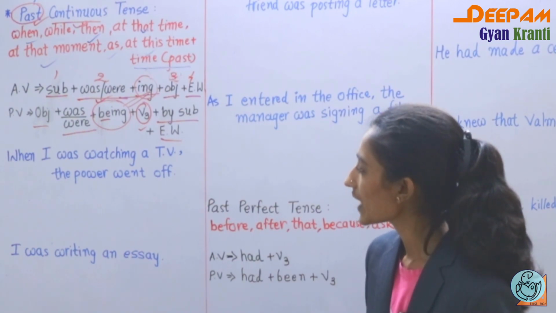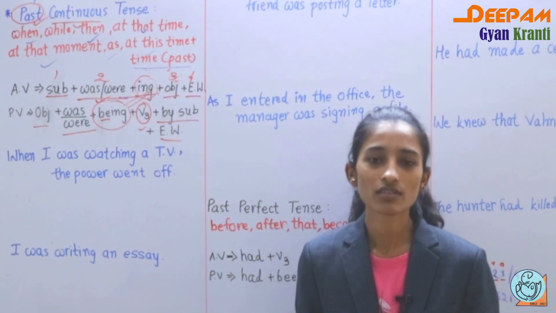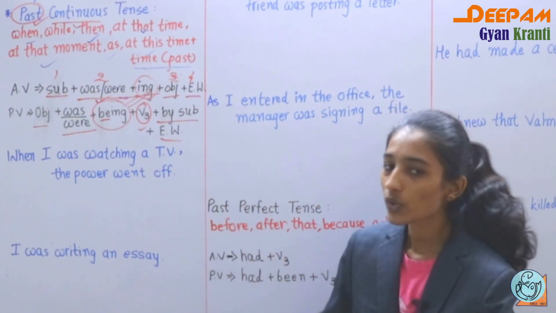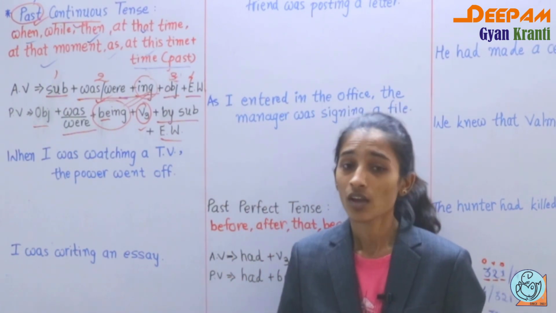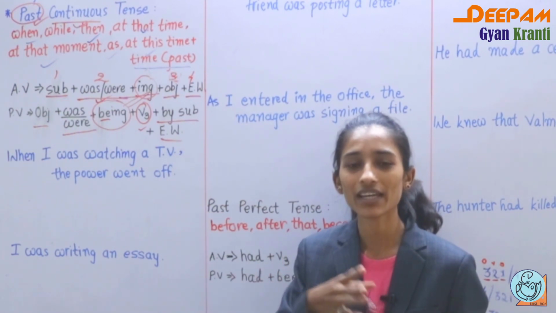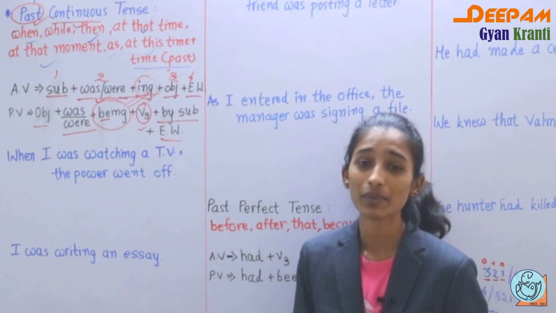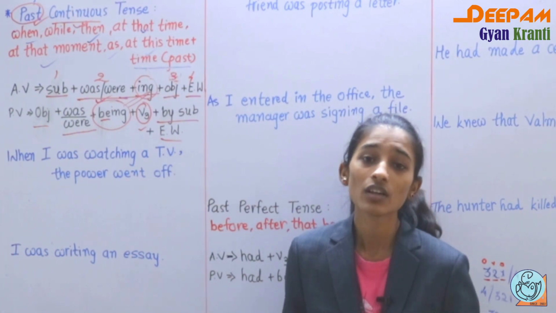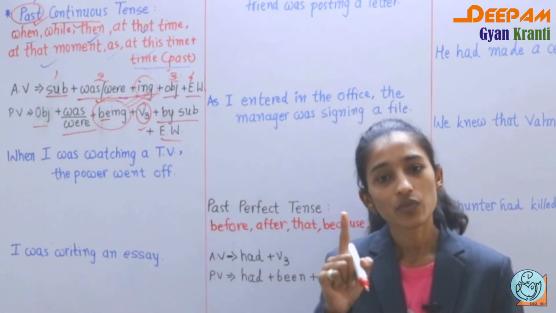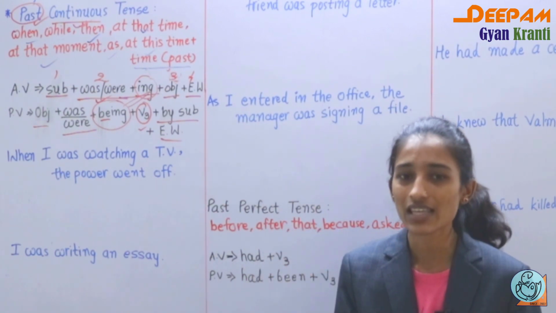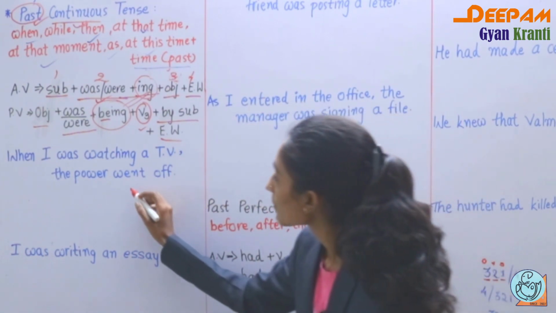So the first sentence is: When I was watching TV, the power went off. Now in the past continuous tense you have to remember that we have two sentences, meaning one action was already completed and the second one was going on, two actions, one completed and one running. So for that we use the past continuous tense. So the question is, ma'am, which sentence do we have to change into passive voice? Remember one thing: the sentence where you get was or were plus ing is the one you change into passive voice. See, when I was watching TV, that is the first sentence.